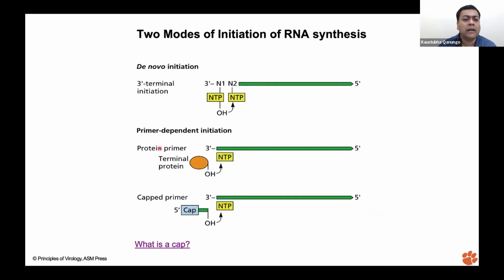On the other hand, in primer-dependent initiation, sometimes what can happen is that there could be a terminal protein, and this terminal protein can have some nucleotides attached to it by a phosphodiester linkage.